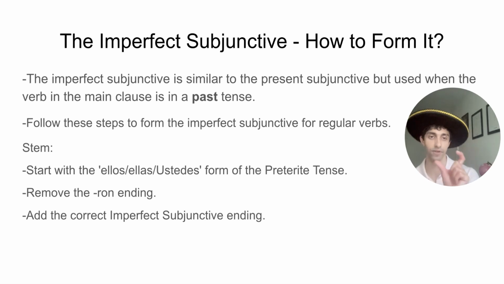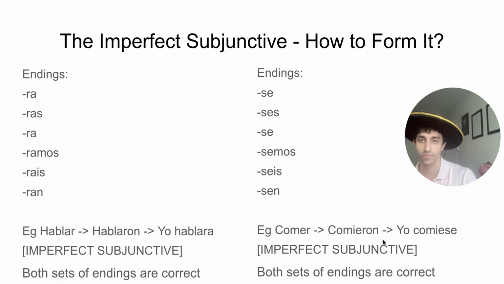And this is how you form the imperfect subjunctive for regular verbs. So the stem, the first part, comes from starting with the ellos, ellas, ustedes, the they form of the preterite tense. So you need to know the preterite tense well to be able to form the imperfect subjunctive too, including irregular forms. Then you would remove the ron ending and add the correct imperfect subjunctive ending instead. So these are the correct imperfect subjunctive endings. There's actually two alternatives, and both of these endings are correct.